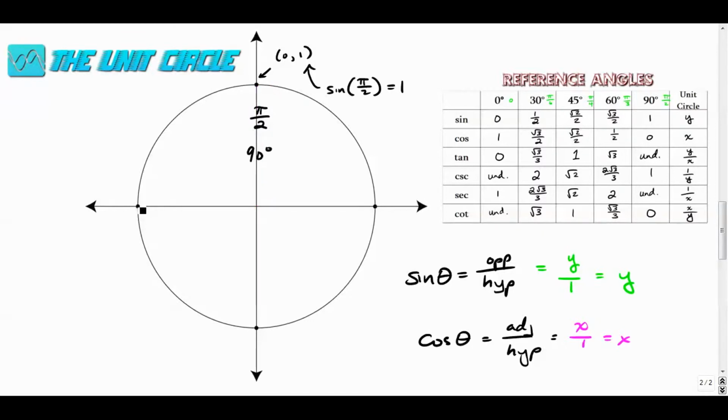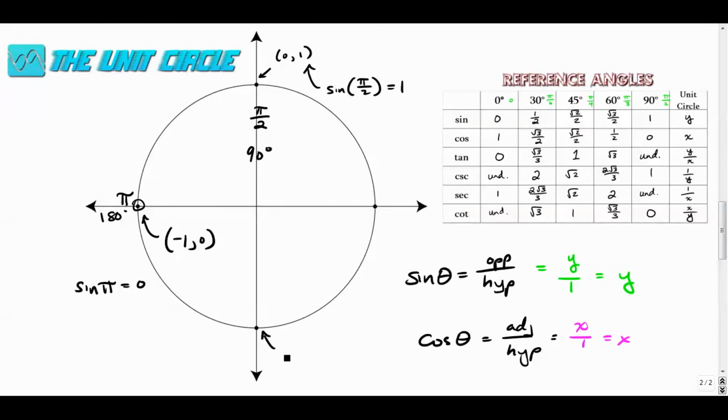Moving along, over here we have pi radians, or 180 degrees. Well, this point, again, we're in the unit circle, so it's (-1, 0). The sine of pi is 0, because this point goes up and down nothing.